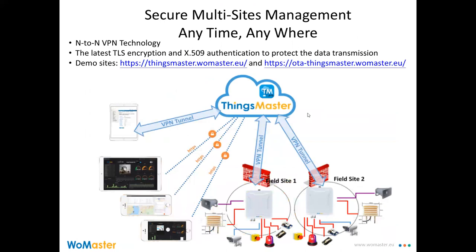And then this is for security, because right now we have a cloud solution. For the security, we can support VPN technology in our multi-site setup, site one and site two. In our cloud technology we use the latest TLS encryption and also use X.509 authentication to protect the data transmission. So this is from the cloud side, when the device connects to be monitored by our cloud ThingsMaster or ThingsMaster OTA. So this is also important security, to do multi-site management anytime, anywhere, and very secure.